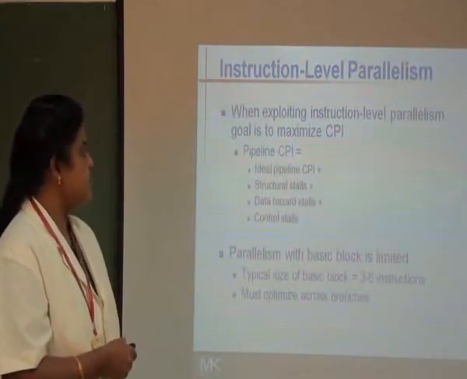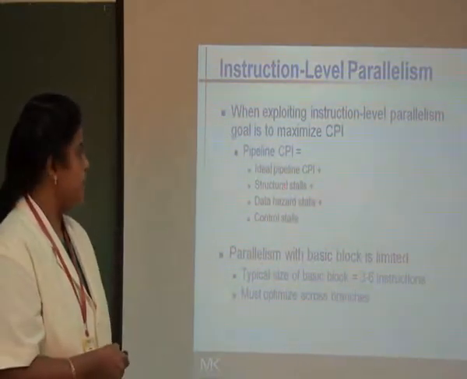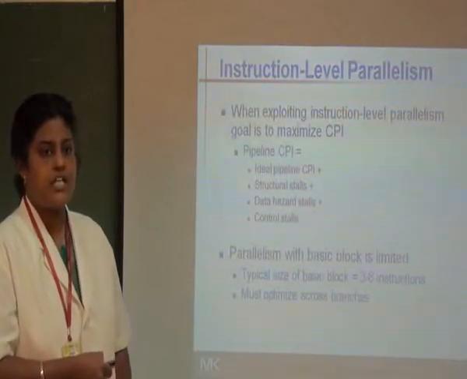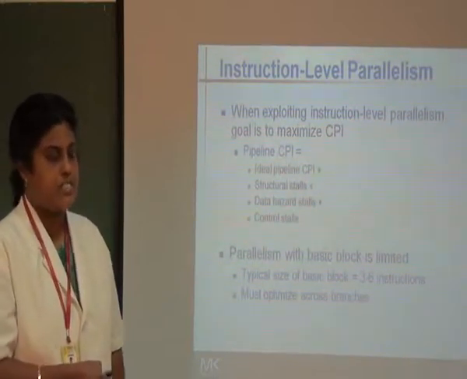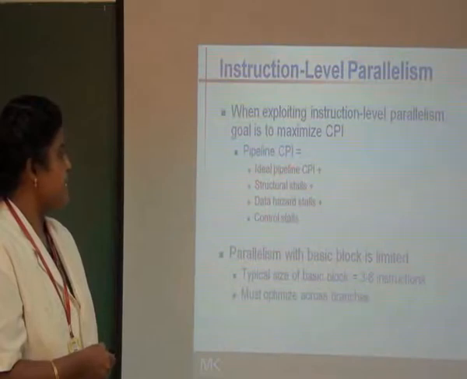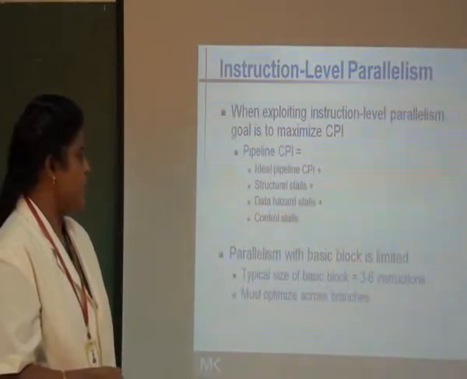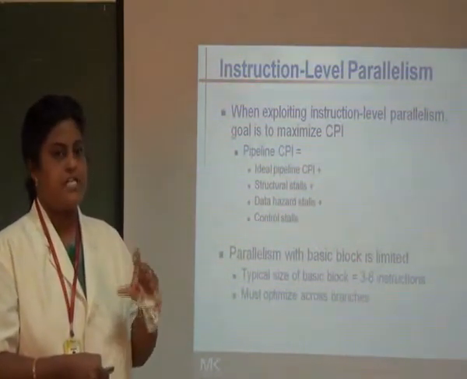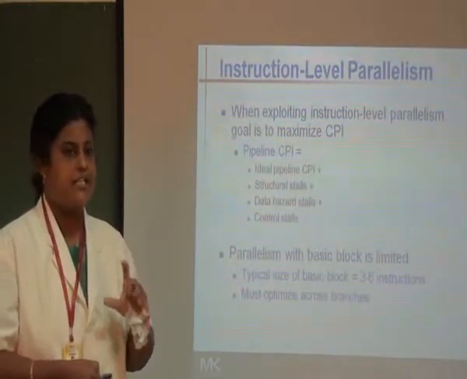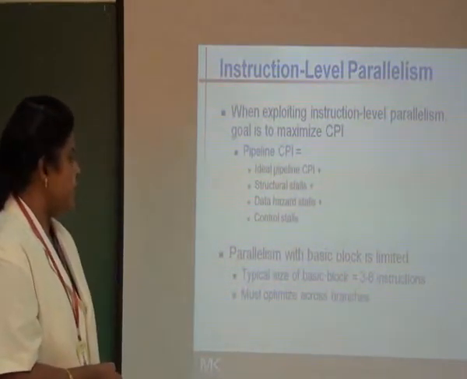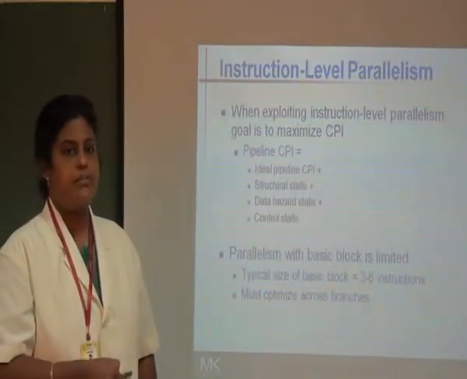The pipeline cycles per instruction is a quantity equal to the ideal pipeline CPI plus the stalls which arise due to structural hazards, plus the data hazard stalls, plus the control stalls. So our aim is to optimize this pipeline CPI. The parallelism is limited within the basic block. The size of a basic block is about 3 to 6 instructions in a standard program. It is also taken care that the parallelism is optimized across branch instructions when we try to execute them.